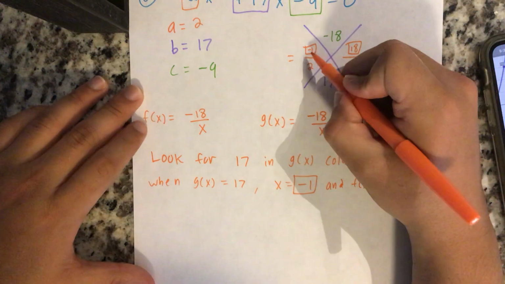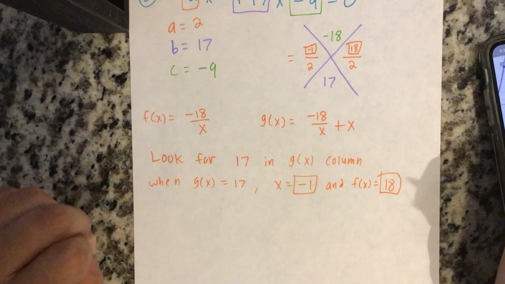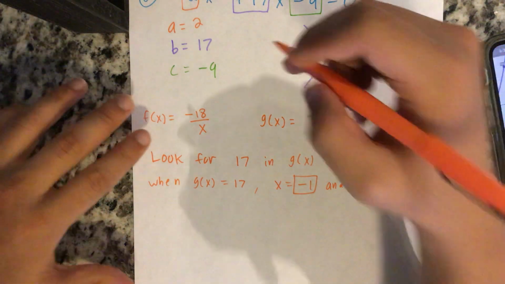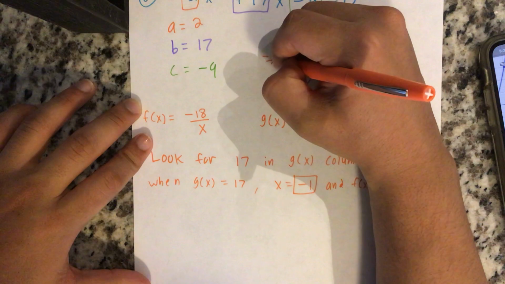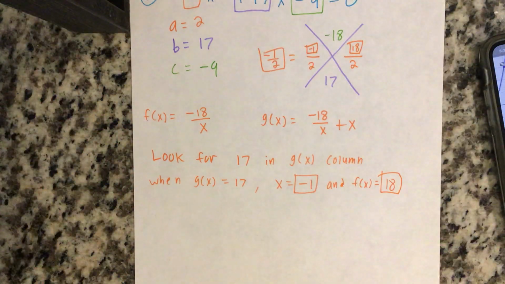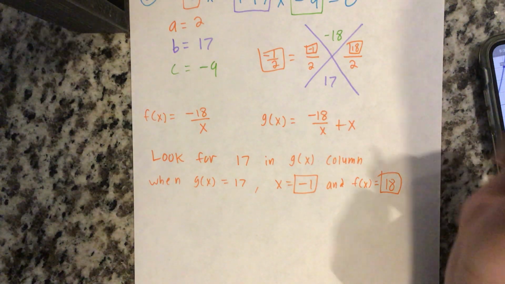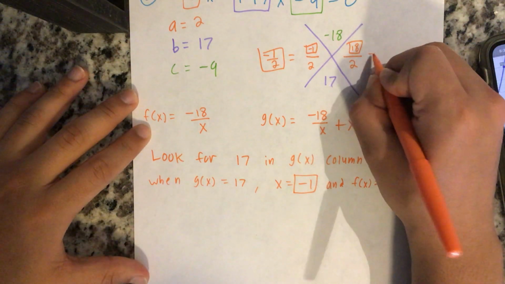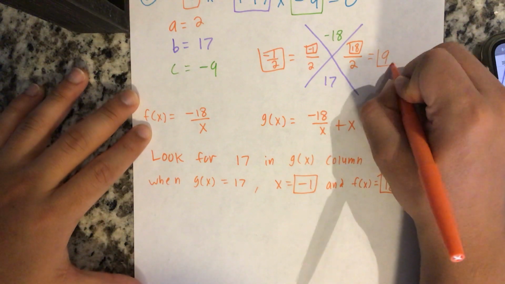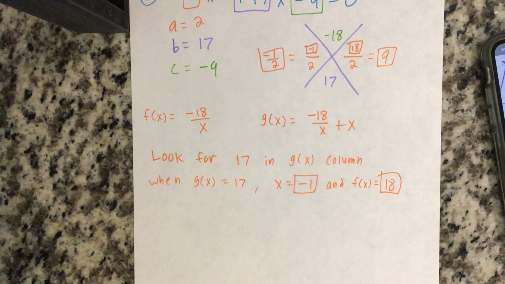So, can I reduce negative 1 over 2? No, it just stays as a fraction. It just stays as negative 1 over 2, negative 1/2. That's fine, okay? On the right side, I have 18 over 2. Can I reduce that? You should say yes, right? 18 divided by 2 gives me 9, okay?